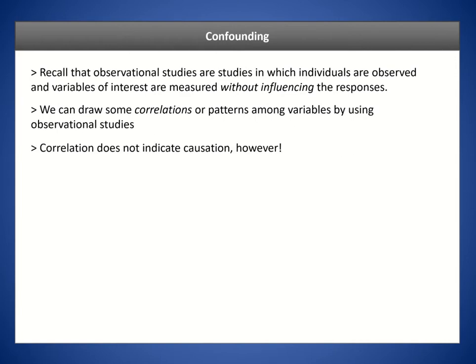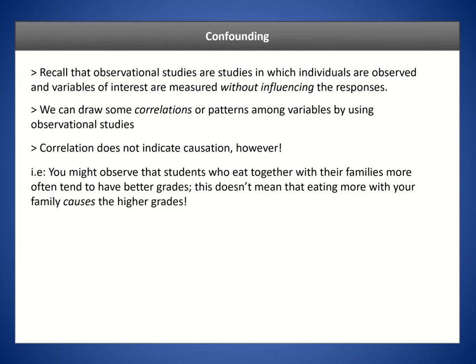Okay, so I'll give you an example. Say that you're observing students who eat together with their families, and you notice that students who eat together with their families tend to have better grades. And so you're trying to say, okay, there's a relationship between these two. Keep in mind that just because there's a relationship between eating together with their families and having better grades doesn't mean that if you eat with your family more, you're going to get better grades. It doesn't mean that it caused the higher grades. There's got to be some sort of underlying cause, some sort of variable that's confounding the results.